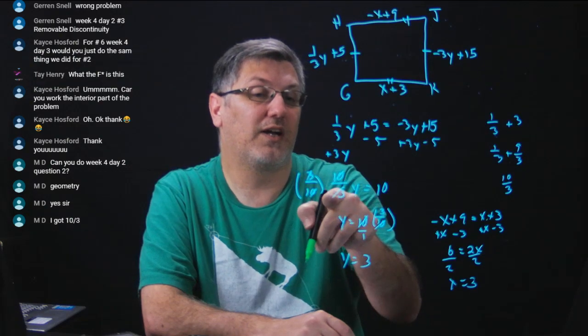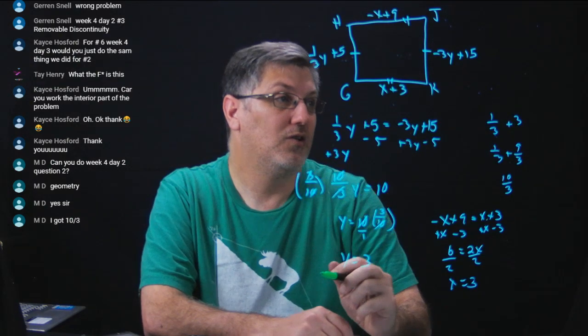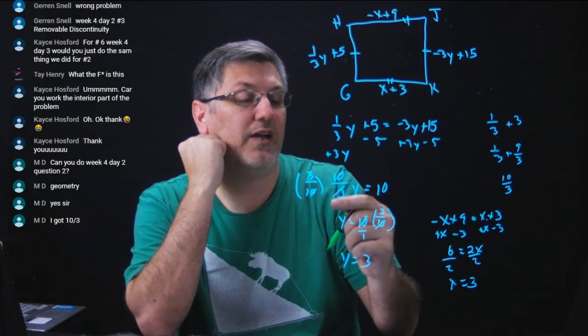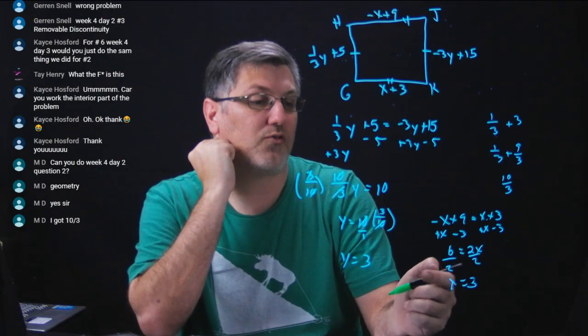You got 10 over 3. That's what I got, 10 over 3. All right, so that's 10 over 3 y equals 10. You have to finish it out. So we got y equals 3 and x equals 3.